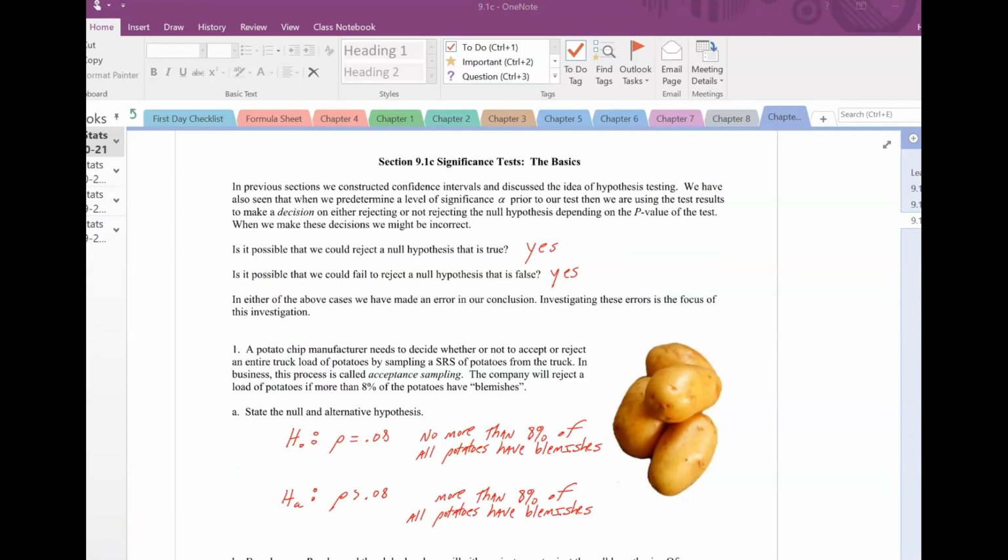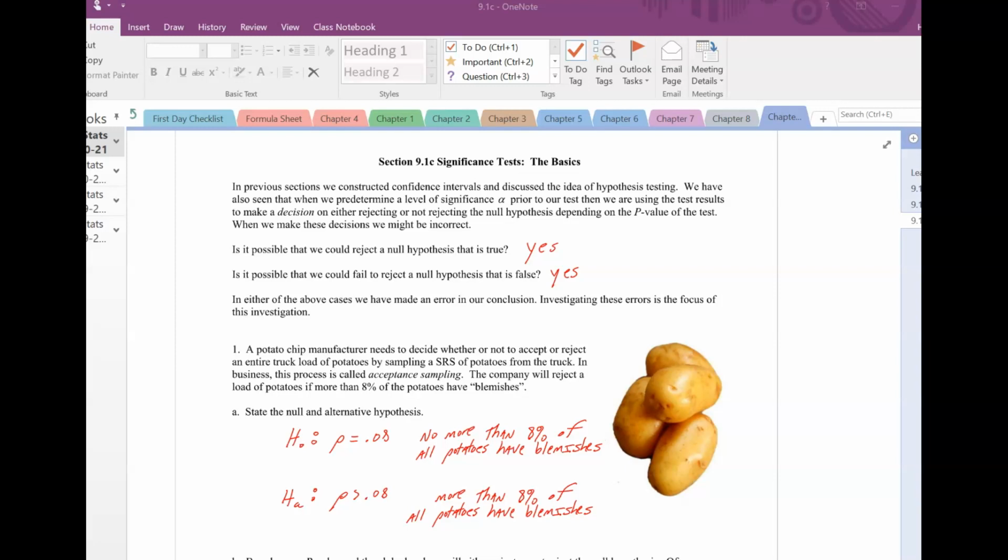Go ahead and check what you wrote down with what you see on the screen. The null hypothesis is that the proportion of blemished potatoes is 0.08, so no more than 8% of all potatoes have blemishes. And the alternate hypothesis is that this proportion is actually greater than 0.08. So the assumption really is that the potatoes are okay unless we prove otherwise.